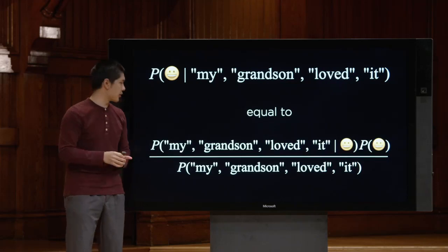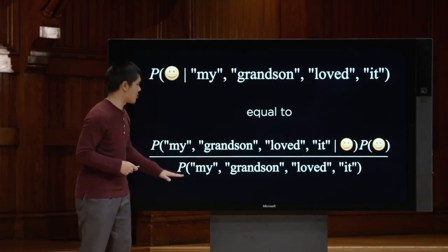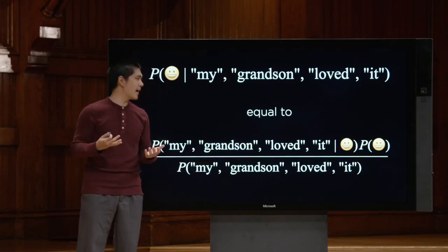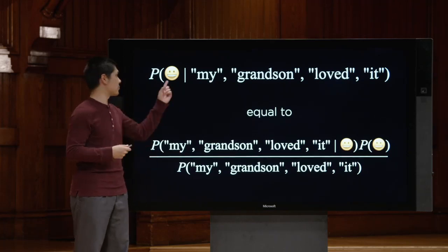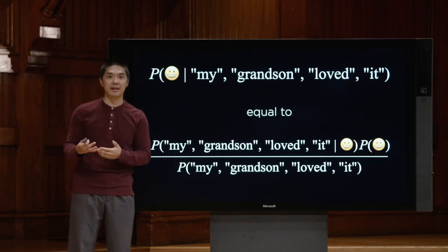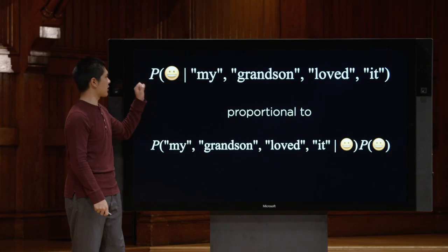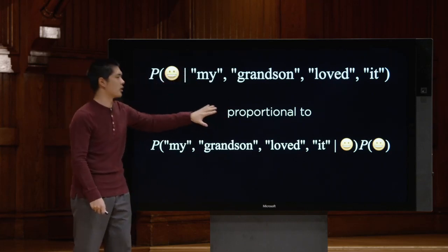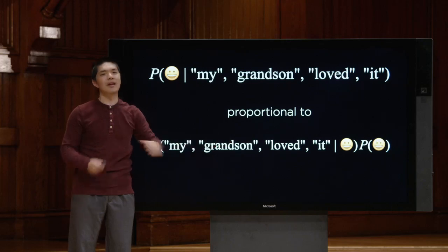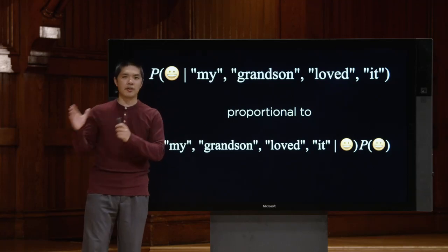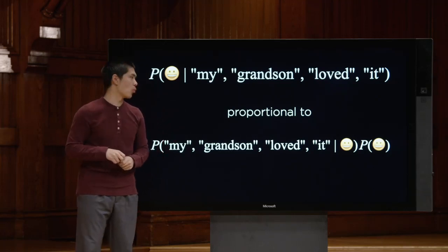Now, one thing you might notice is that the denominator here, the probability that all of these words appear in the review, doesn't actually depend on whether or not we're looking at the positive sentiment or negative sentiment case. So we can actually get rid of this denominator. We don't need to calculate it. We can just say that this probability is proportional to the numerator. And then at the end, we're going to need to normalize the probability distribution to make sure that all of the values sum up to the value 1.